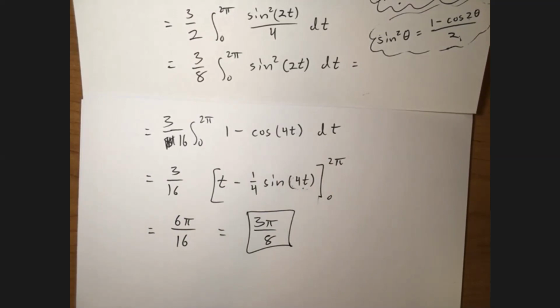Okay, some repeated trig identities, but we got there. All right, so we found the area by using Green's theorem in reverse. So you can use it both ways.